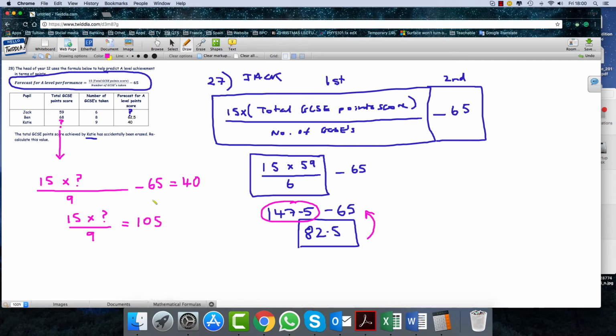Okay, I'm going to write this out in a slightly different way in a second, which might make a little bit more sense as to the order that we do it. But really, you should just be thinking we're going backwards. Okay, so I added 65 to the answer of 40.